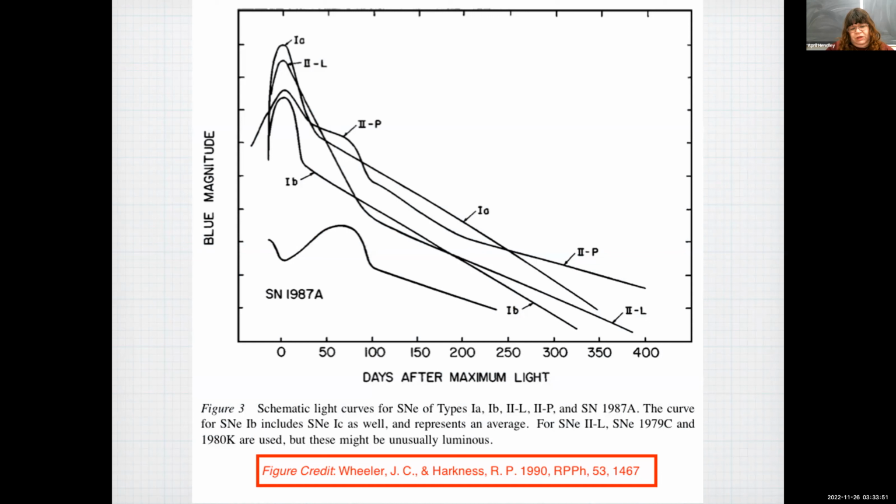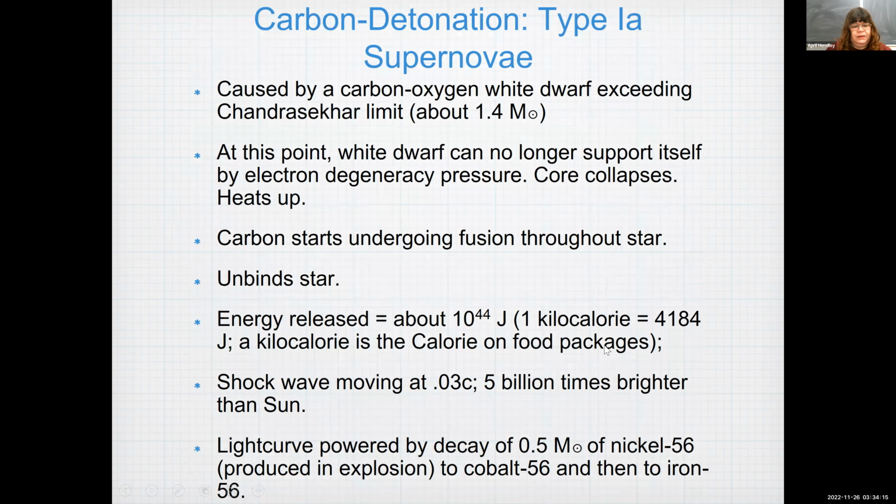This shows basically how they brighten. They don't reach peak brightness immediately. It takes about a week. And the one that we are most connected with gamma ray bursts is 1C, which is also the same line as 1B on this. Okay, so different types. I'm going to go with carbon detonation first and get it out of the way, and then worry about core collapse.